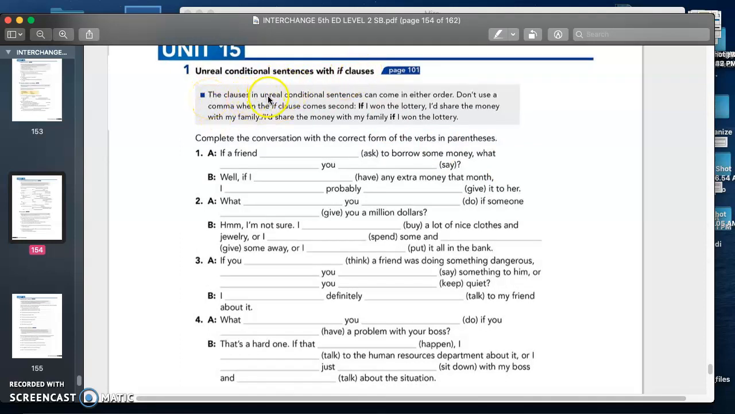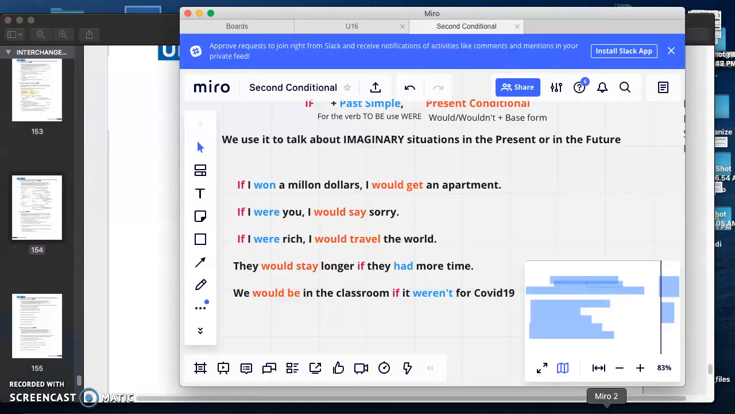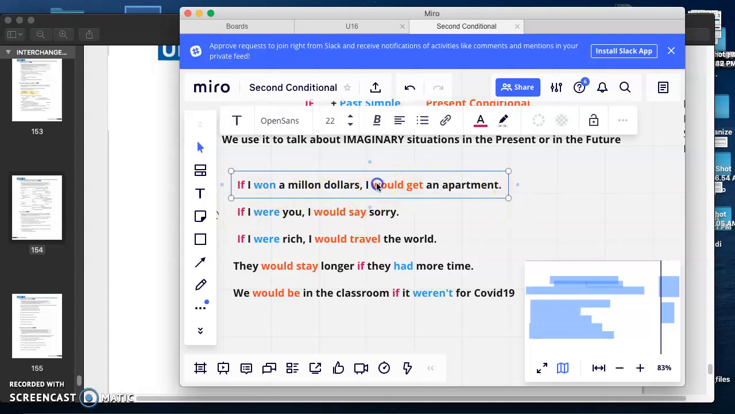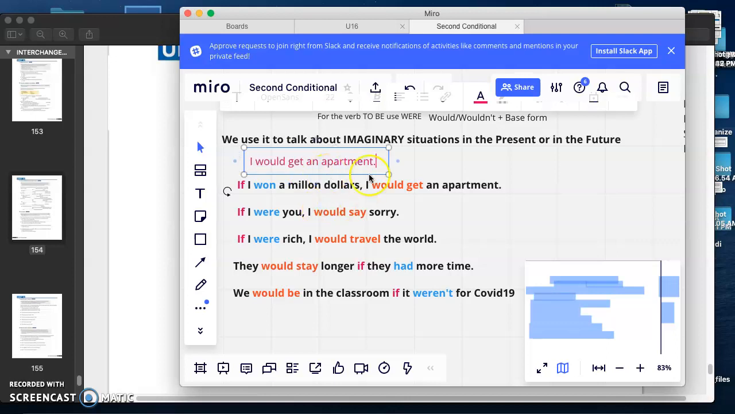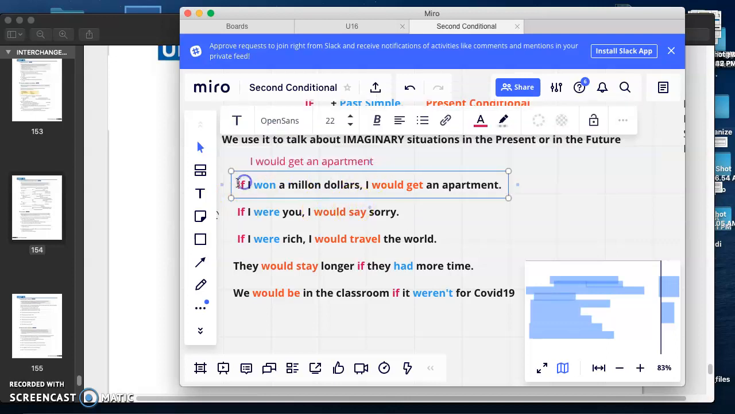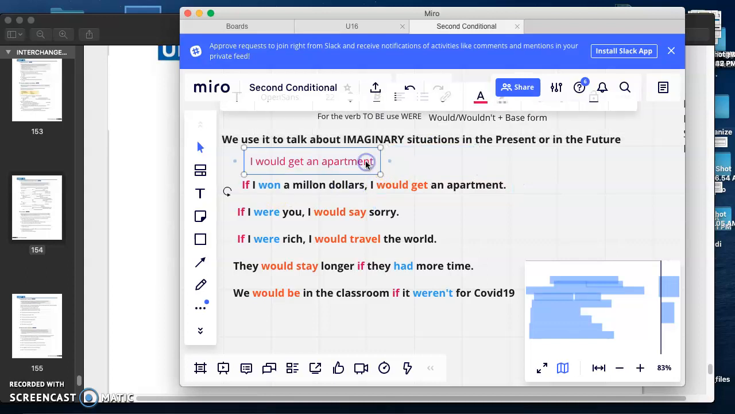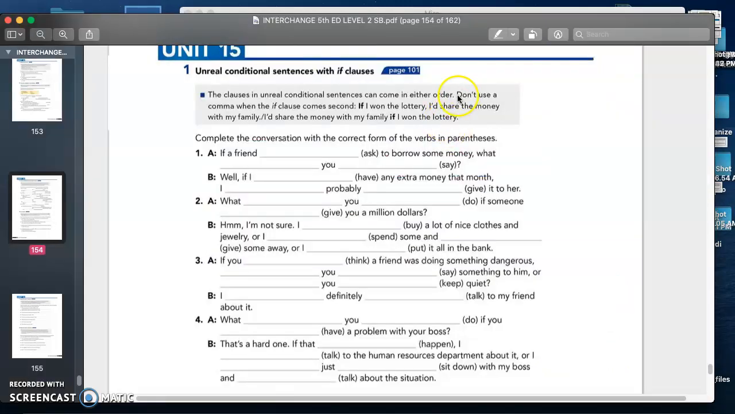Let's read what it says here. The clauses in unreal conditional sentences can come in either order, which is what I explained here. We can say, if I won $1 million, I would get an apartment. But I can also say it like this: I would get an apartment if I won $1 million. So they can come in either order.